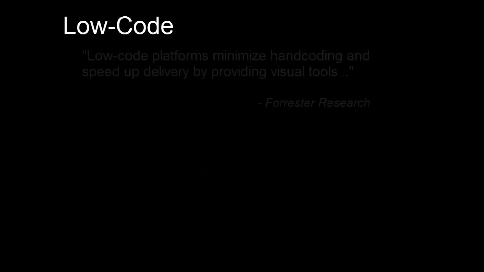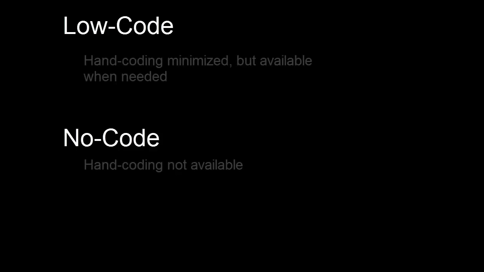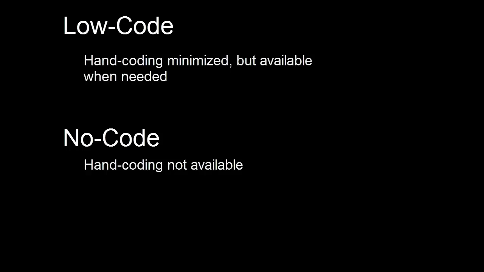With respect to low-code, Forrester Research says that low-code platforms minimize hand coding and speed up delivery by providing visual tools for quick definition and assembly of user experiences and forms, rapid build-out of multi-stage workflows, and easily configured data models that eliminate common data integration headaches. Low-code systems are distinguished from no-code model-driven systems in that while hand coding is minimized, it is still available when needed. Forrester notes that, for the companies they interviewed, some hand coding was still required to deploy the application to production, but far less hand coding than their previous practices.